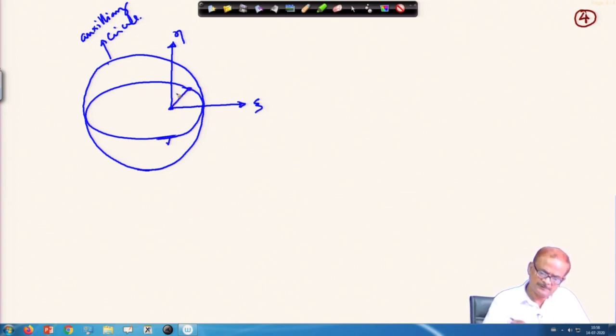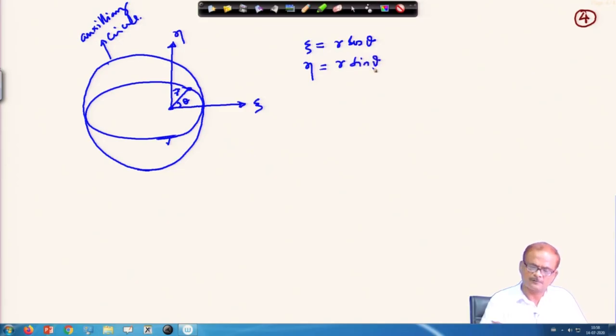If this point is r and this angle is theta, then xi we can write as r cos theta and eta as r sin theta, the x and y components in the plane of the orbit. And from here the orbit will get perturbed.